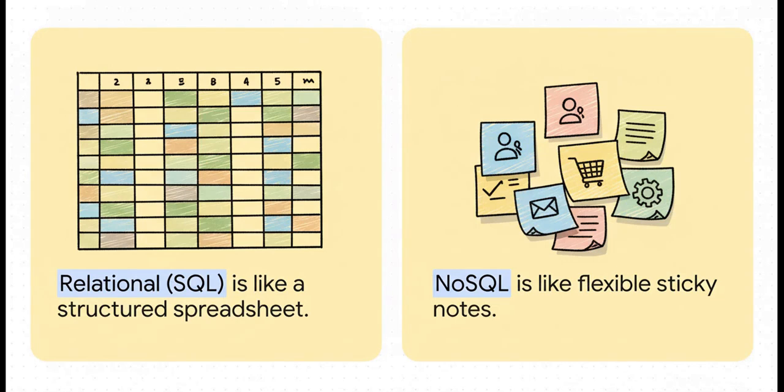And this brings us to the two main flavors of databases you'll run into. On one side, you've got your relational or SQL databases. Think of these like a perfectly organized spreadsheet. Everything's in neat rows and columns. And on the other side, non-relational or NoSQL. These are more like a bunch of flexible sticky notes. They're awesome for data that's a bit messy and doesn't fit into a perfect little box.